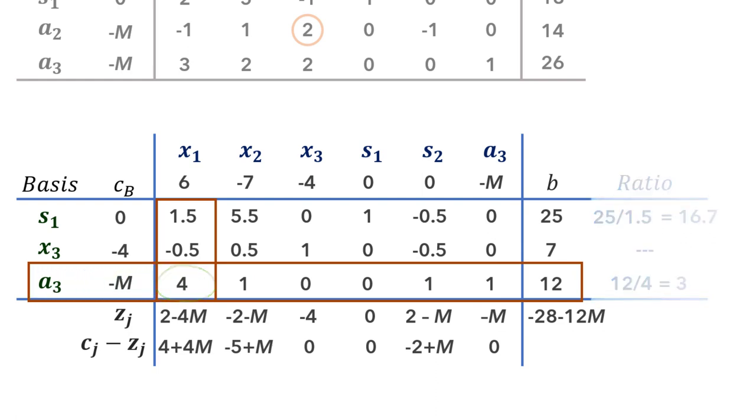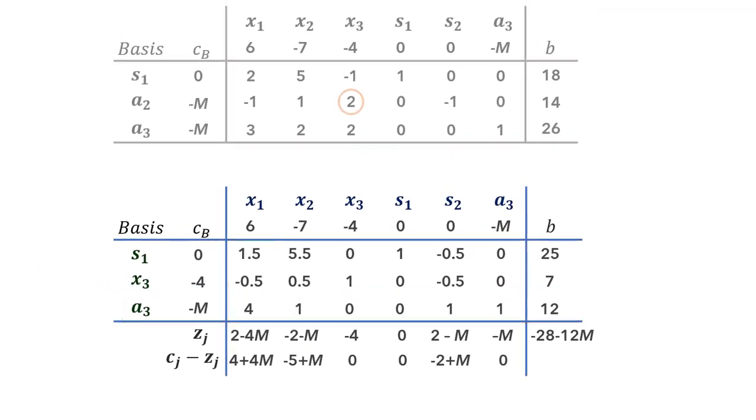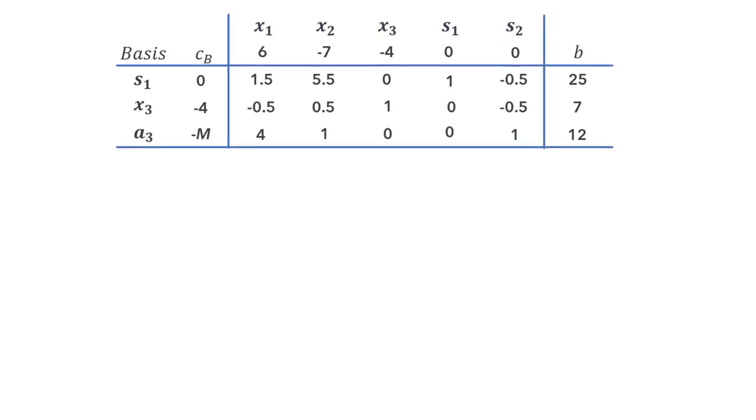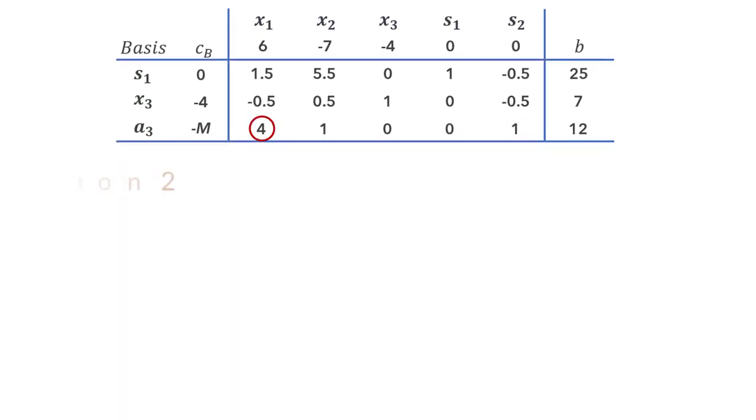For the next iteration, x1 will replace A3 in the basis, so we can remove A3 from the columns because it is an artificial variable that has served its purpose and is no longer needed in the tableau. Note that we do this only for artificial variables. If a non-artificial variable leaves the basis, it is not removed from the tableau.